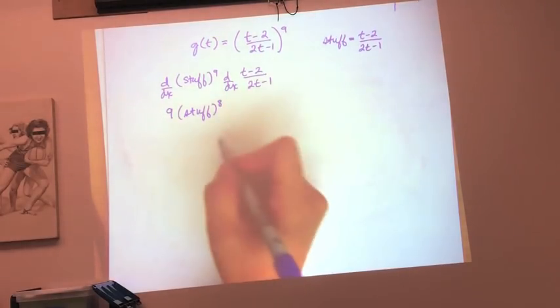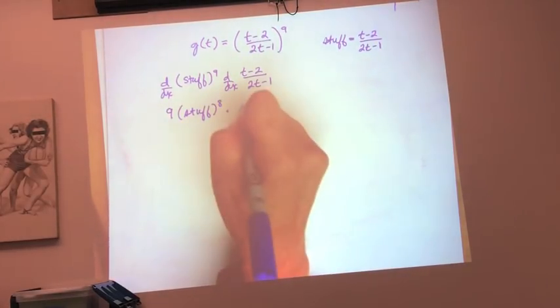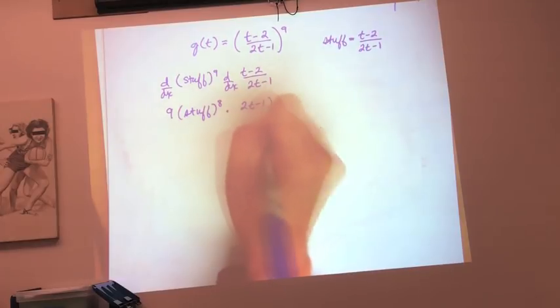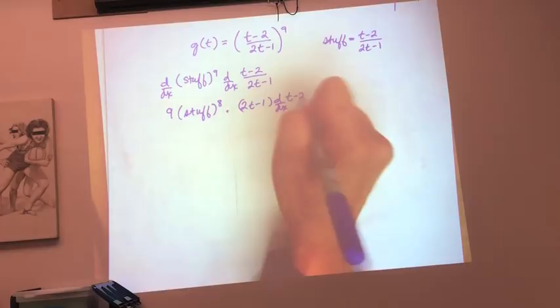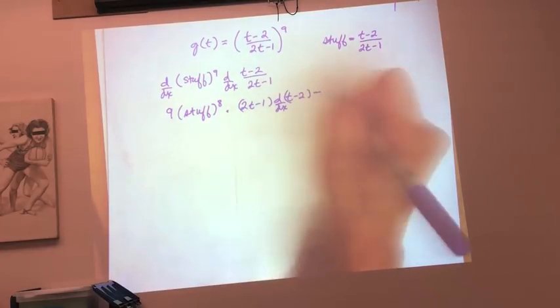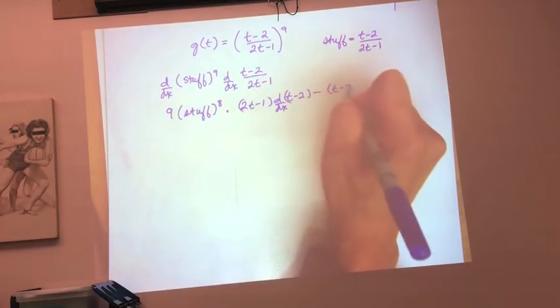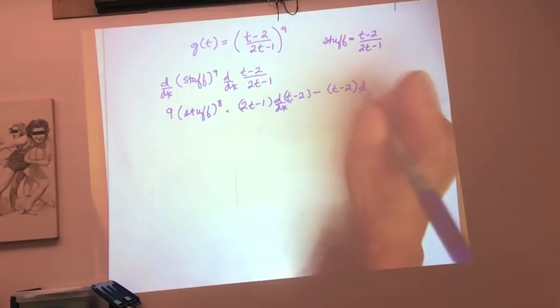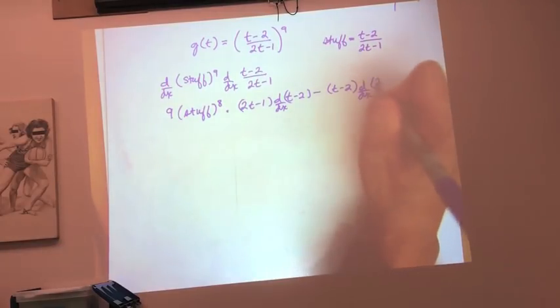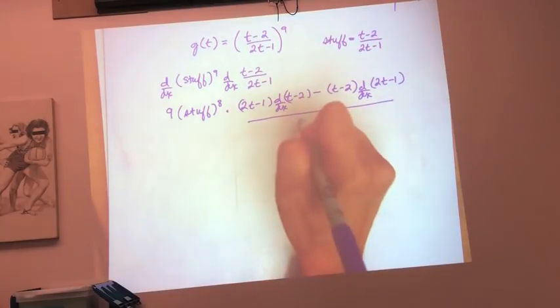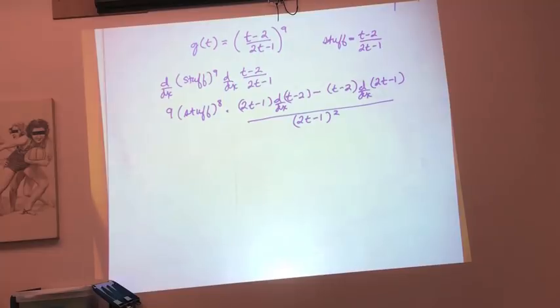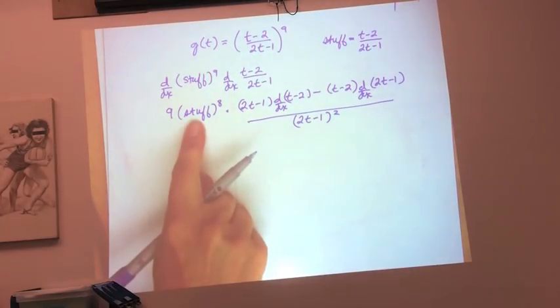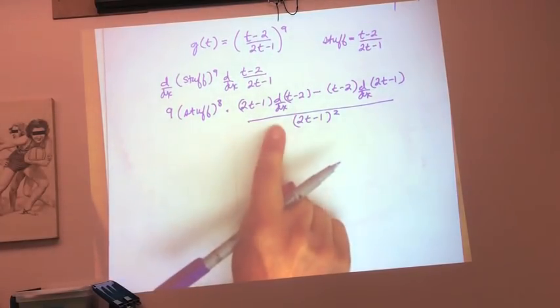Over here, I have a chain rule, so I know I'm going to do 2t minus 1, then the derivative of t minus 2, minus (t minus 2), derivative of my denominator, 2t minus 1, all over (2t minus 1) squared. Okay, this is already done. We now need to take care of our stuff.